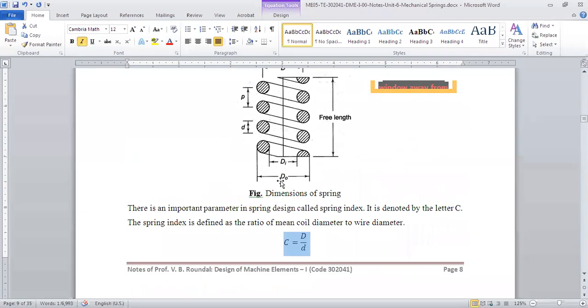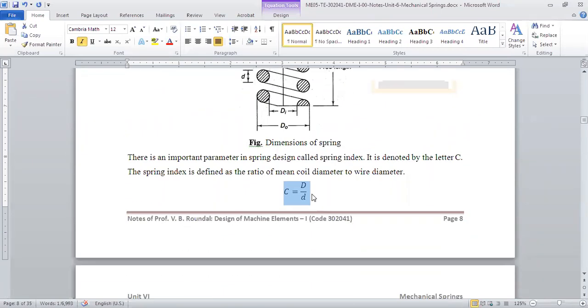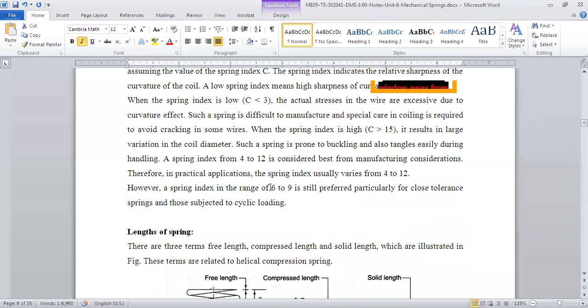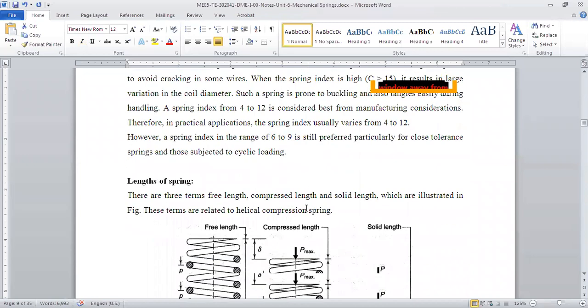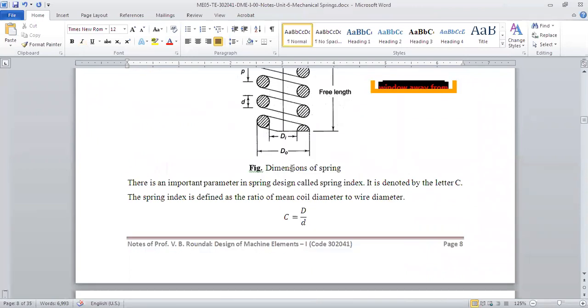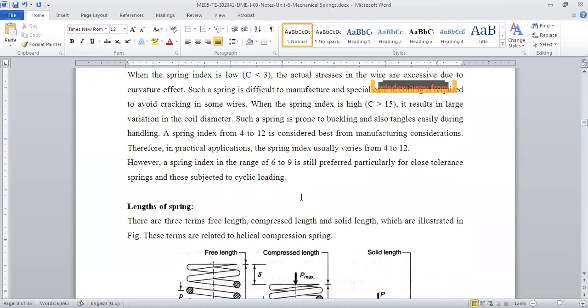So what is spring index? Spring index is the ratio of mean coil diameter to diameter of the wire. Generally, the diameter of the coil should be around 4 times to 12 times the diameter of the wire. That is the general range, but generally we use from 6 to 9. Okay, so this is about the spring index, and we will be using it many times. All the problems will involve the spring index. Spring index is nothing but the ratio of the diameter of the coil upon the diameter of the wire.